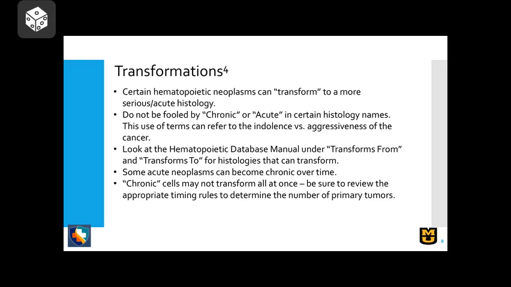Some acute neoplasms can become chronic over time. Chronic cells may not transform all at once. Be sure to review the appropriate timing rules to determine the number of primary tumors.